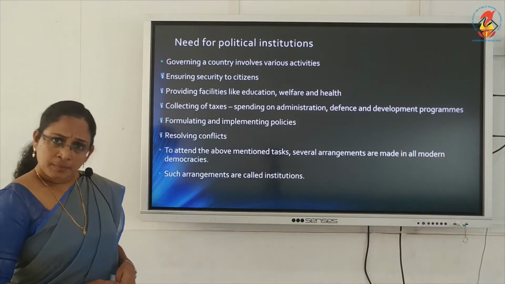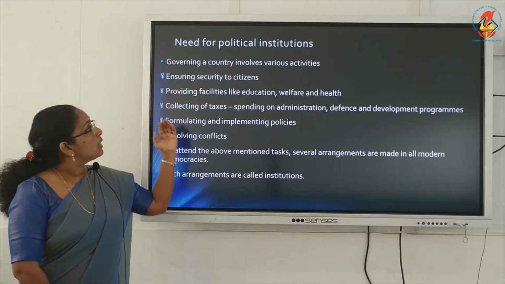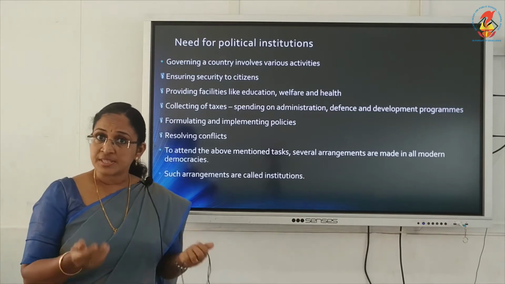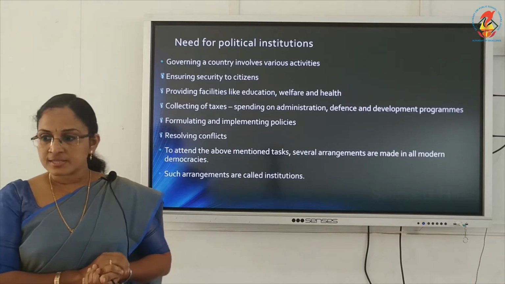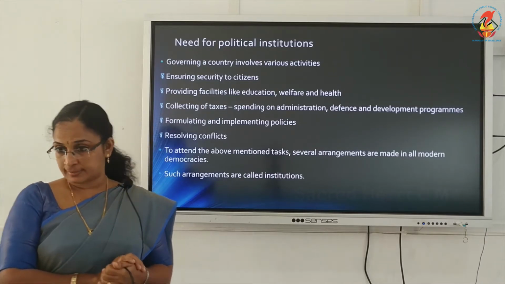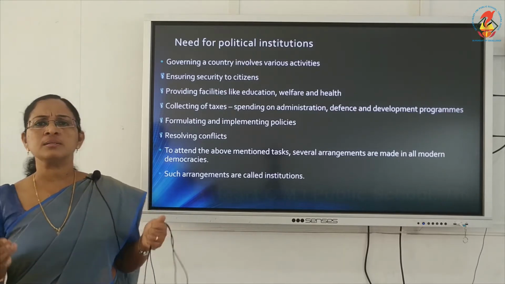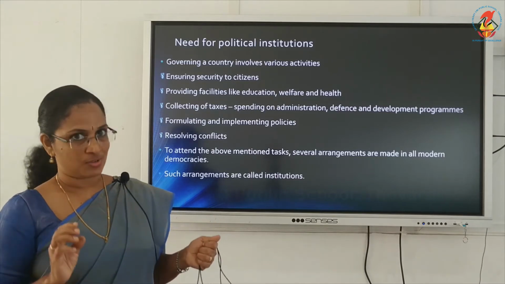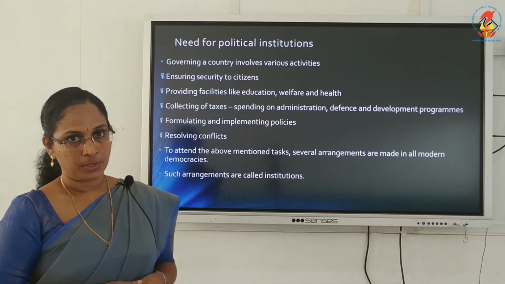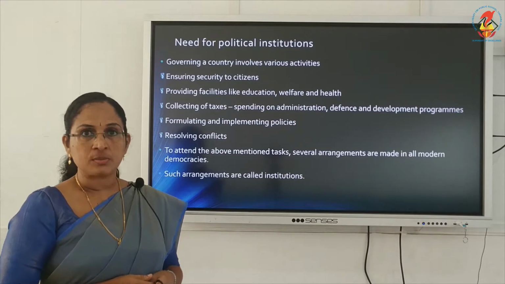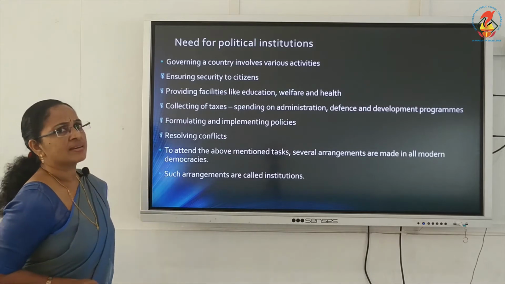Coming to the need for political institutions, governing a country involves various activities like ensuring security to its citizens, providing facilities like education, welfare, health. Now, governing a country. And in this topic, children, we are mainly concentrating on democratic countries. All the governments undertake various activities. Which are the main activities?